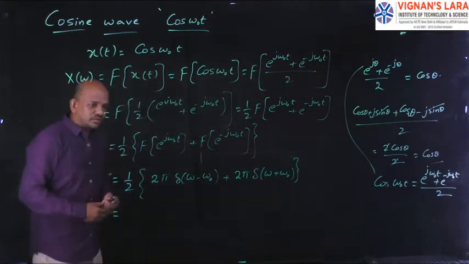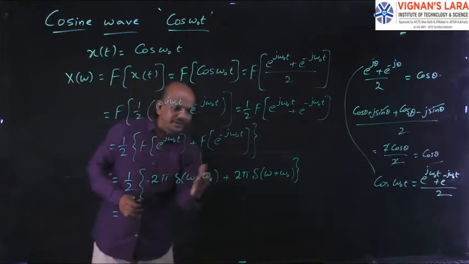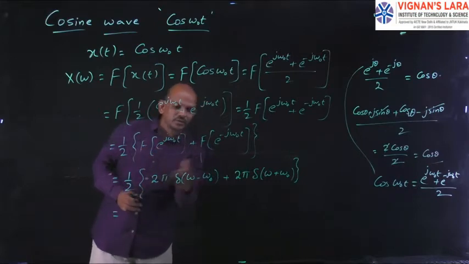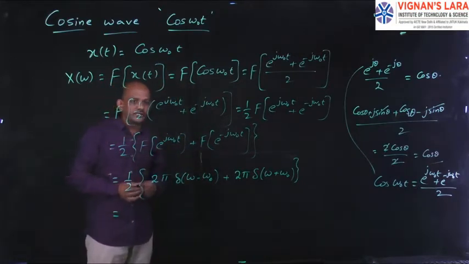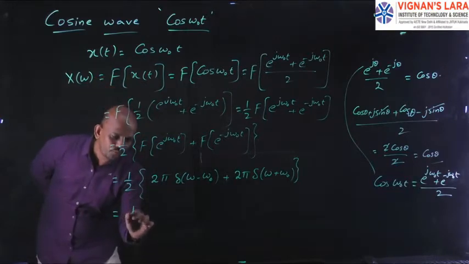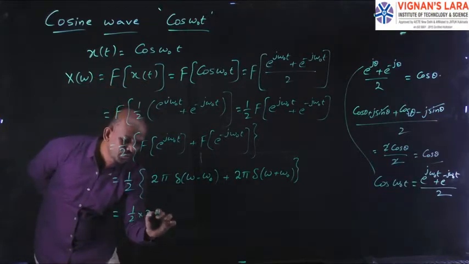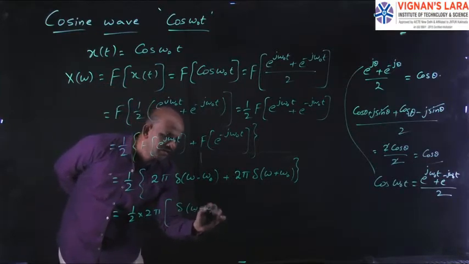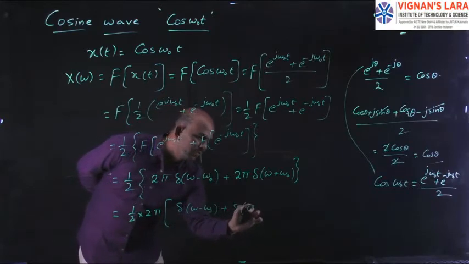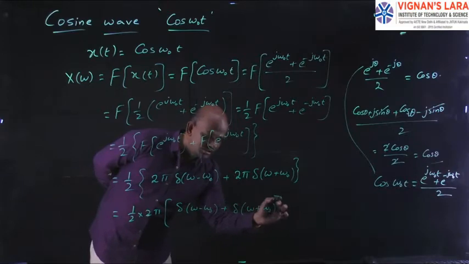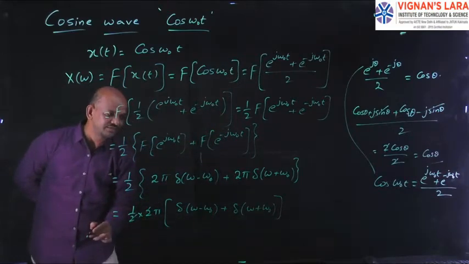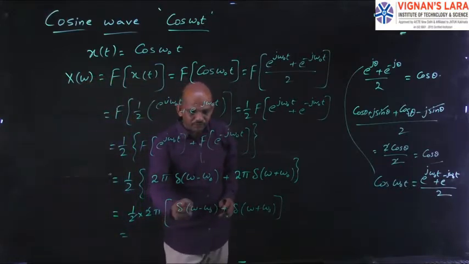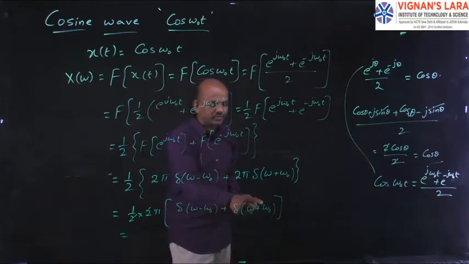So simply that will be equal to, here I can take 2π as common. I can bring that outside, because both have 2π. So 1/2 into 2π into δ(ω - ω₀) plus δ(ω + ω₀). So the 2 gets cancelled, and that will be equal to π of δ(ω - ω₀) plus δ(ω + ω₀).